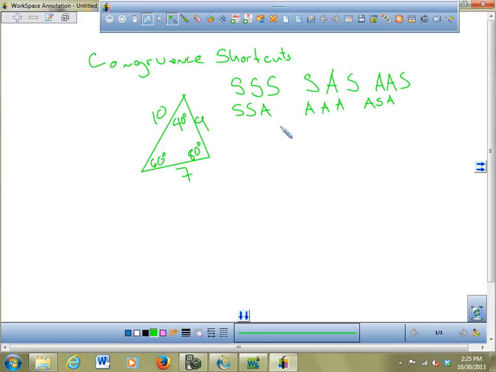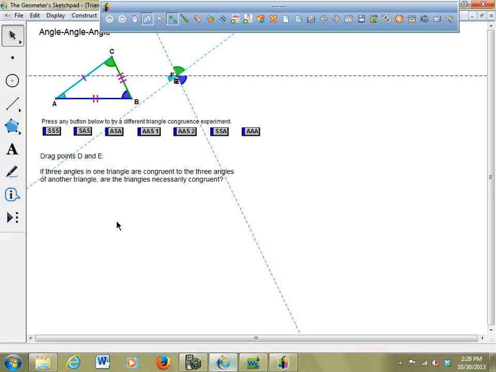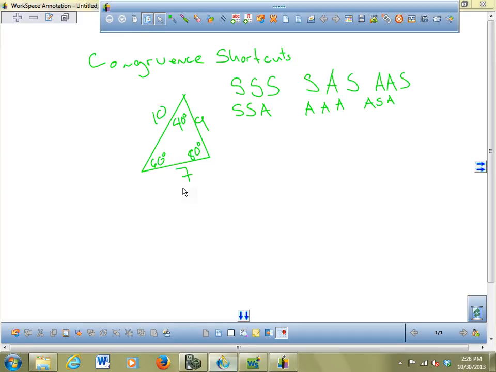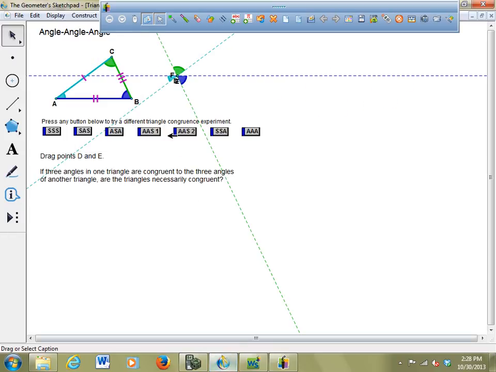All right. So anyway, in Sketchpad, they have this little investigation that shows you which ones work and which ones don't work. I was going to take you to the computer lab, but people always get confused when I do this in the computer lab, so I kind of want to do it for you.